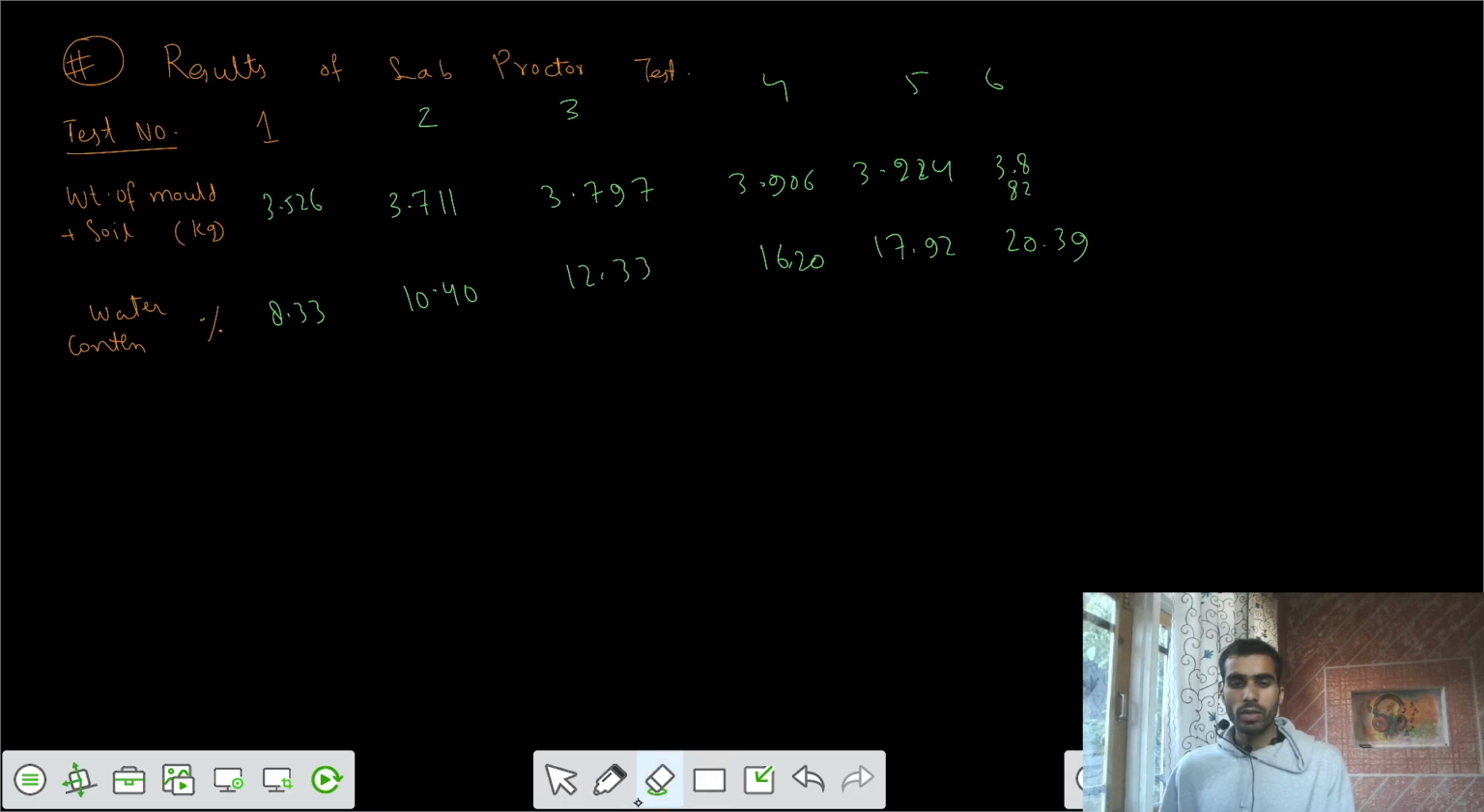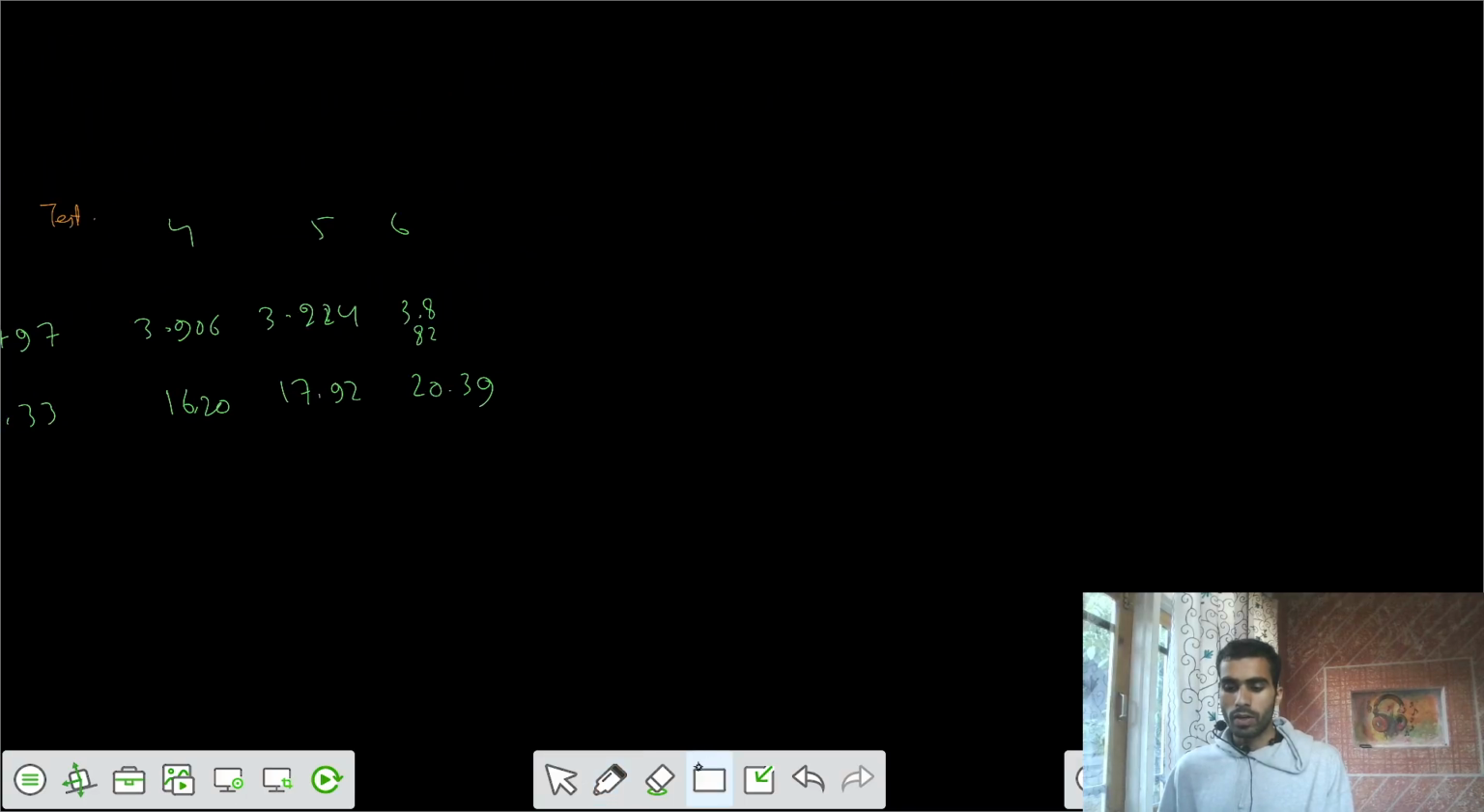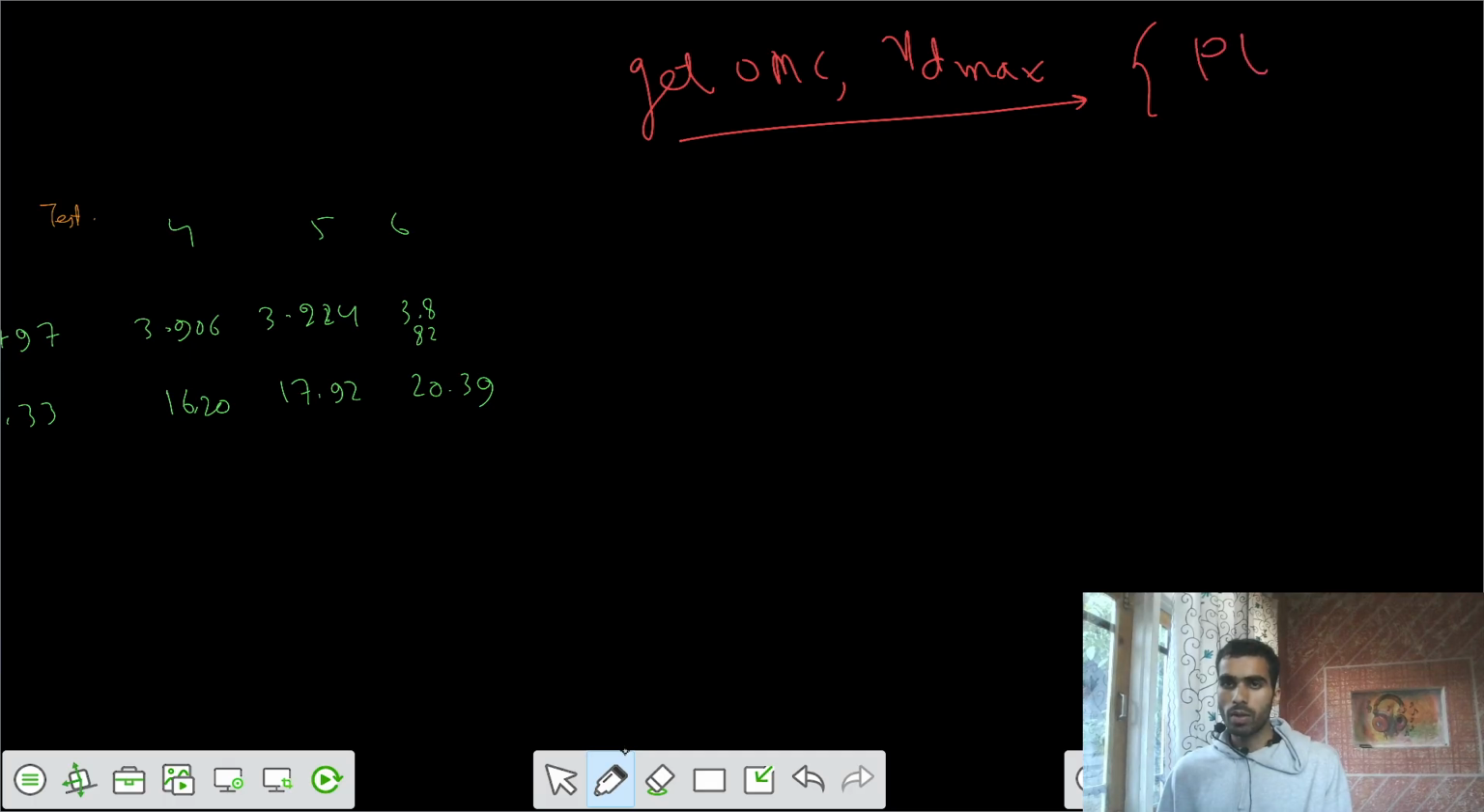Now we need to calculate the optimum moisture content and get the gamma d max. So this can be obtained from the plot of water content versus gamma d, gamma dry. So these two can be obtained from the plot of water content versus gamma dry.